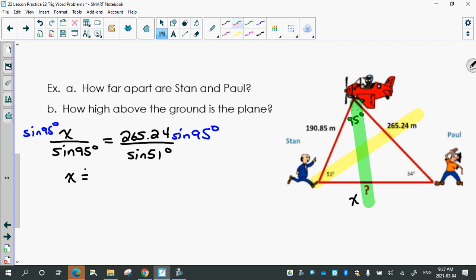265.24 times 795 divided by the sine of 51. 340.00. Did you get that? Okay. That's nice. 0 meters. So that's Stan and Paul. So that's A. So therefore, Stan and Paul are 340 meters apart.